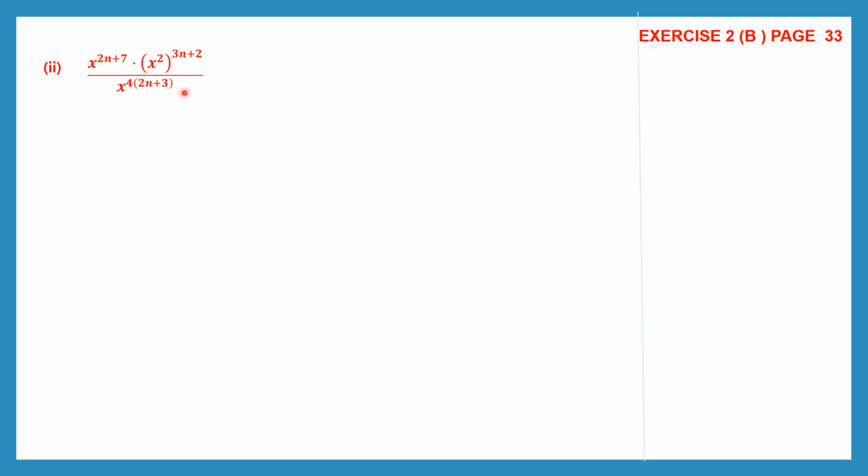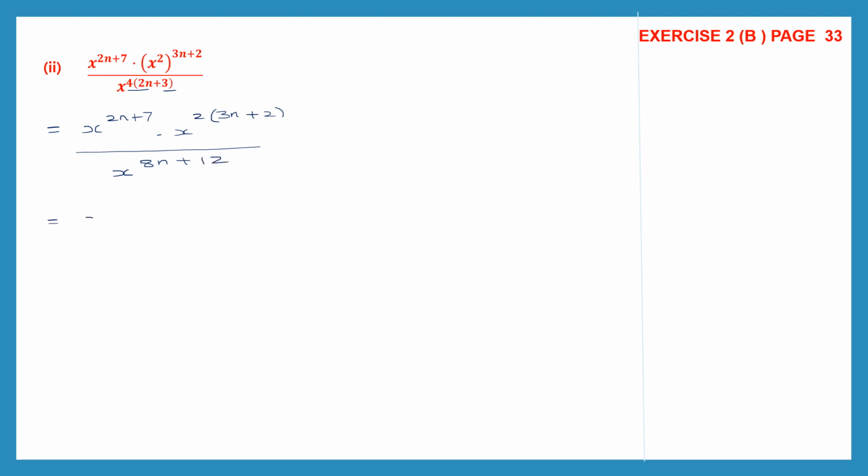Question 2. So let's begin this. Here let's apply the power law and work this out first. So let's begin by writing this as it is. So this is x to the power of 2n plus 7 into x to the power of 2 into 3n plus 2. We have used the power law here, divided by x to the power of, now here it is 4 into 2n plus 3. So first 4 into 2n. 4 into 2 is 8, 8n plus 4 into 3, that is 12.